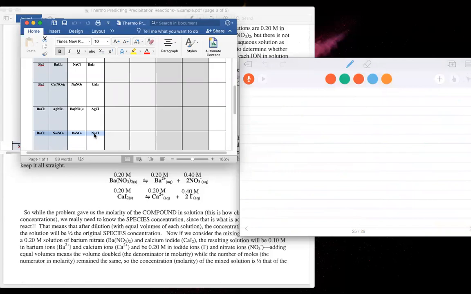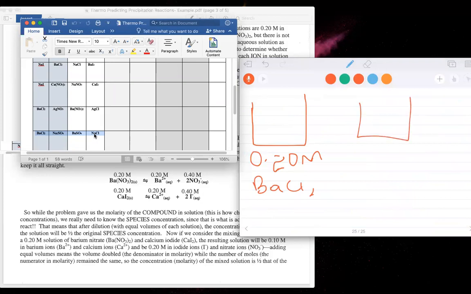Here I have 0.20 molar barium chloride. This is barium chloride, and it is aqueous. And I also have sodium sulfate, and look at the chemical formula, Na2SO4. This is aqueous, and it is 0.20 molar. These are the concentrations.